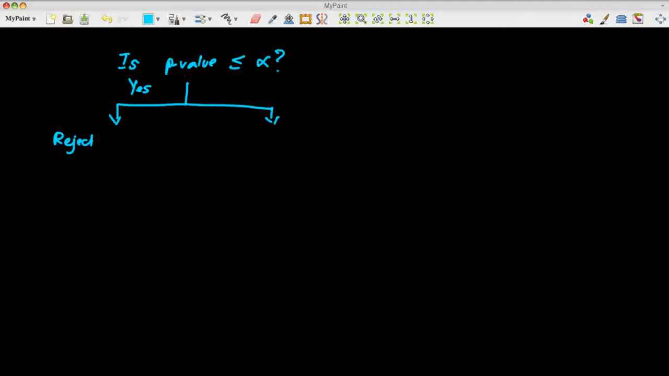How do we obtain a conclusion using the p-value method? We always ask this question: is p-value less than or equal to alpha? If you say yes, you reject the null. If you say no, you fail to reject the null. This is always true.